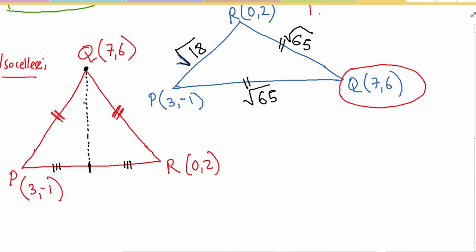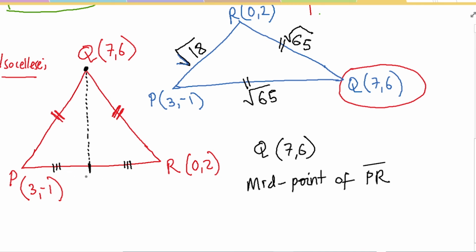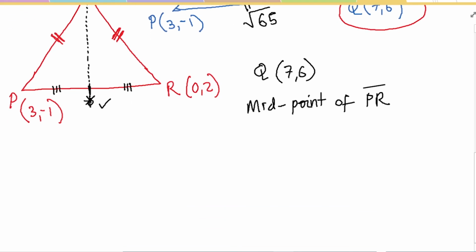And the question requires us to find the equation of the line of symmetry. So in other words, the line of symmetry is passing through 2 points. It's passing through the point (7, 6), and it's also passing through the midpoint of PR, this point here. We already know the first, now we need to find the midpoint of PR. After finding the midpoint of PR, we shall be able to find the equation of the line of symmetry. Okay, so let's first find the midpoint of PR.